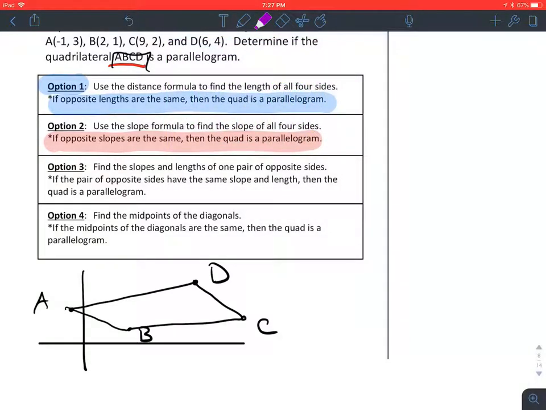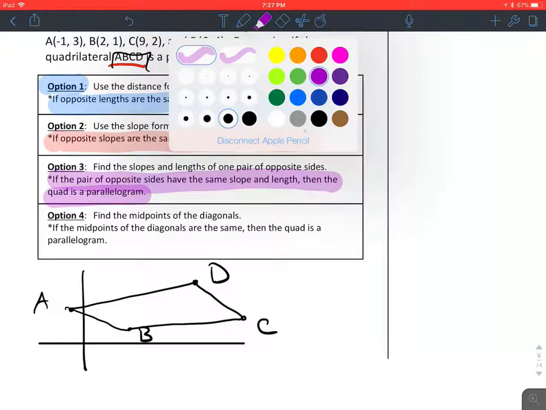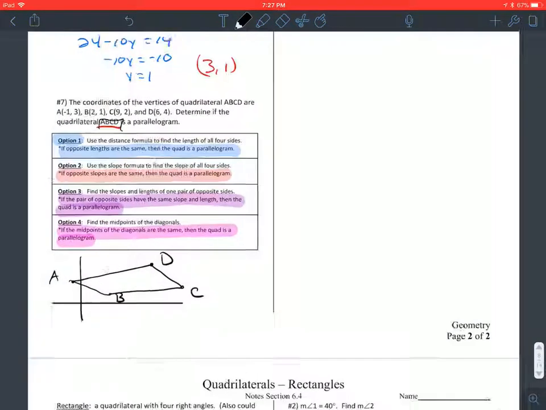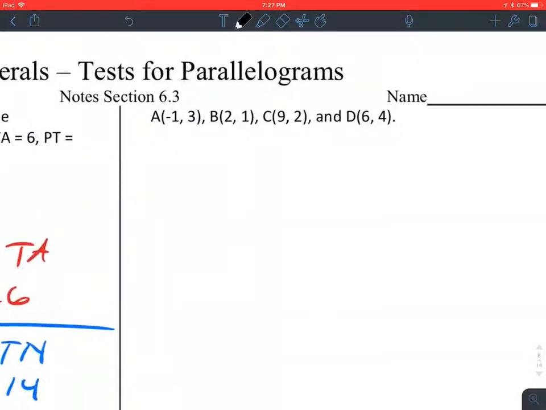Option 3, find the slopes and lengths of one pair of opposite sides. You'll be doing the distance formula twice and the slope formula twice. If the pair of opposite sides have the same slope and length, then it's going to be a parallelogram. Option 4 is my favorite. Find the midpoints of the diagonals. If the midpoints are the same, that means they bisect each other and it's a parallelogram. So that's the option that I'm going to choose for this. I'm going to choose option 4.